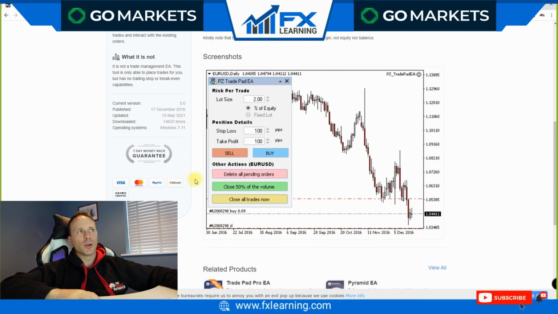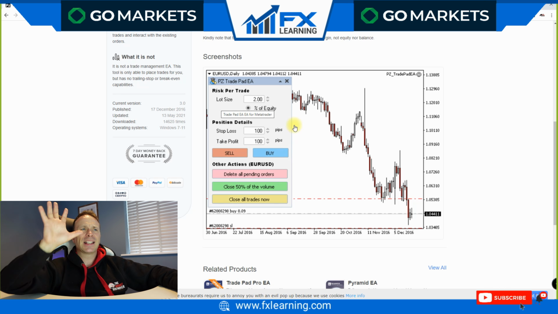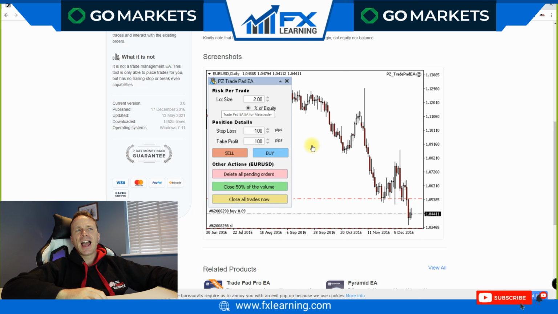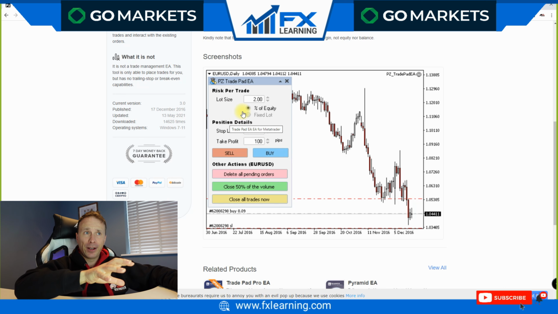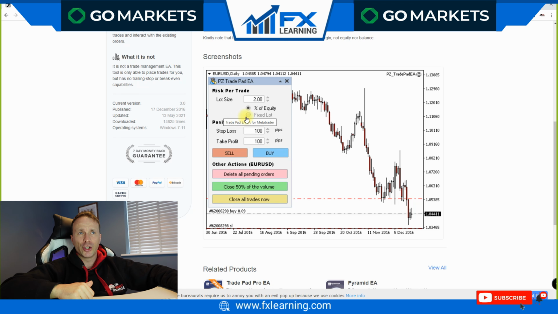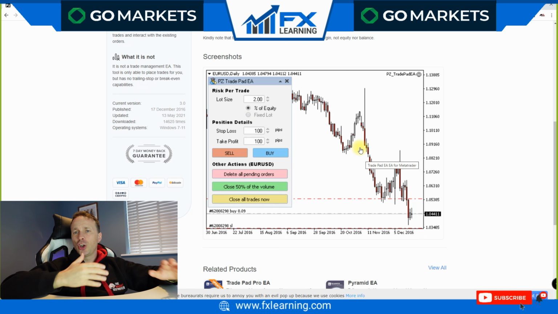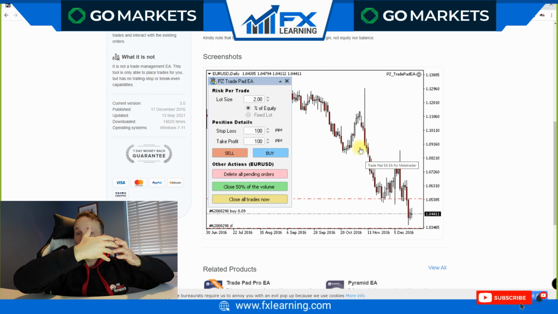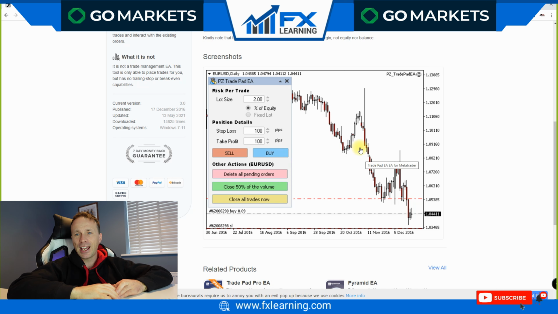So what I ended up doing was downloading this trade pad EA. Basically you put this on your charts, and on the charts itself, it looks like this. You can place your trades. You can set stop losses and take profits, pending orders. You can risk a percentage of your account or a fixed stop loss. And it's just a lot easier and simpler to trade on the actual MT4 platform itself.